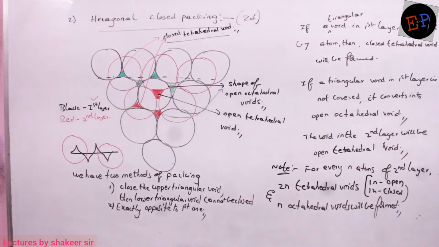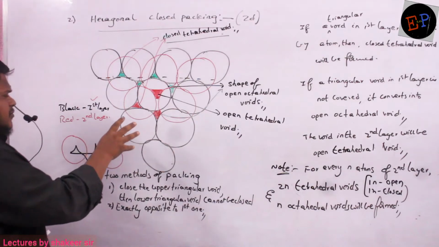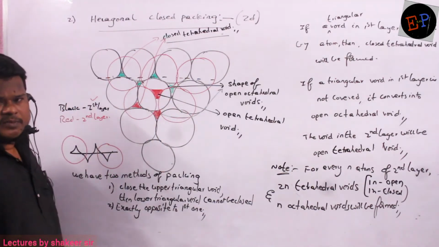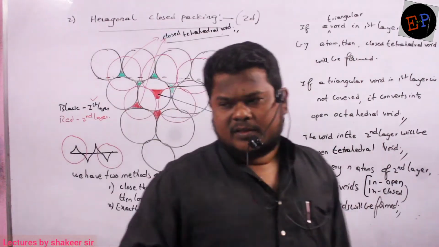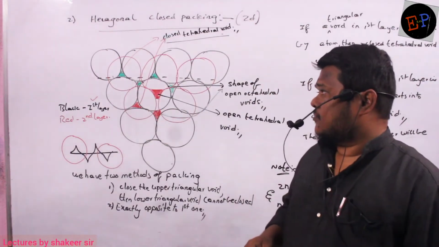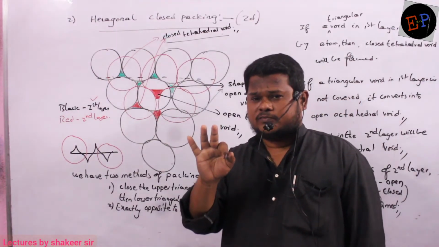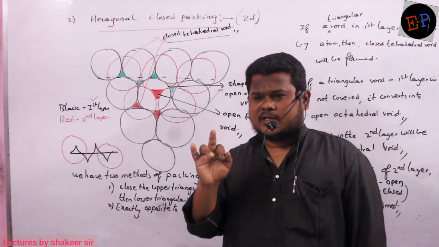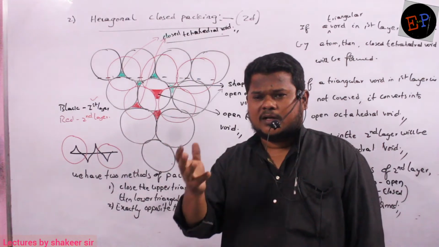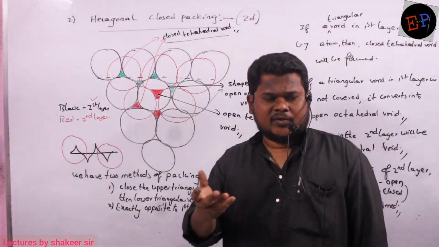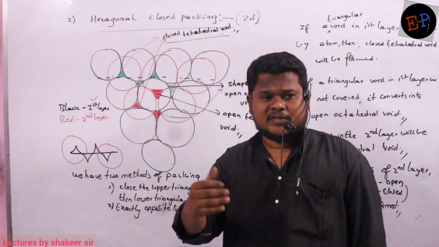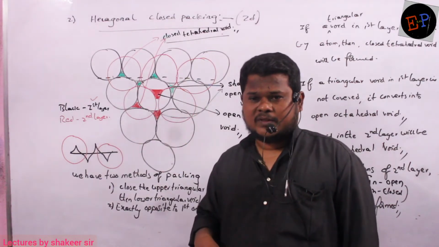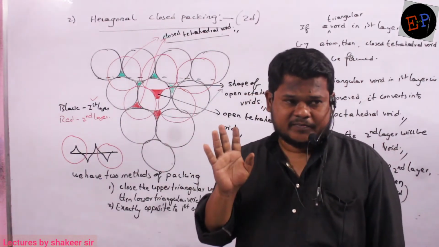See, after forming the second layer, which is formed by the red color atoms, we have discussed 3 types of voids. One is open tetrahedral, second is closed tetrahedral, and the third is open octahedral. So in the name only you can see, closed tetrahedral means it is already closed. Now how many voids are there for closing? 2 voids are available for closing. Are you able to understand?